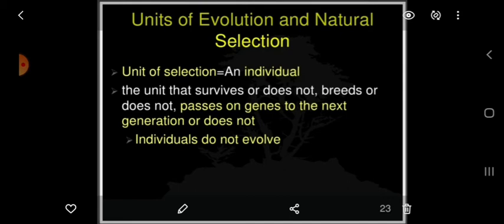Now we have units of evolution and natural selection. Unit of selection is an individual, the unit that survives or does not, breeds or does not, passes on genes to the next generation or does not. Individuals do not evolve.